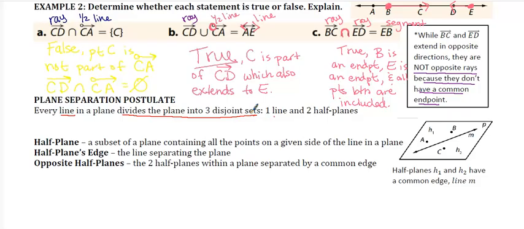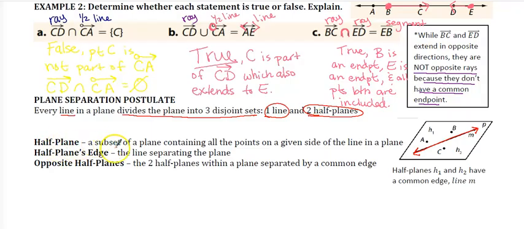So one part is going to be the line. So if I look at this example, this line right here is one part. And then I'm going to have 2 half planes. So we have one line and 2 half planes. So let's look at the definition here. We have a half line, now we have a half plane.